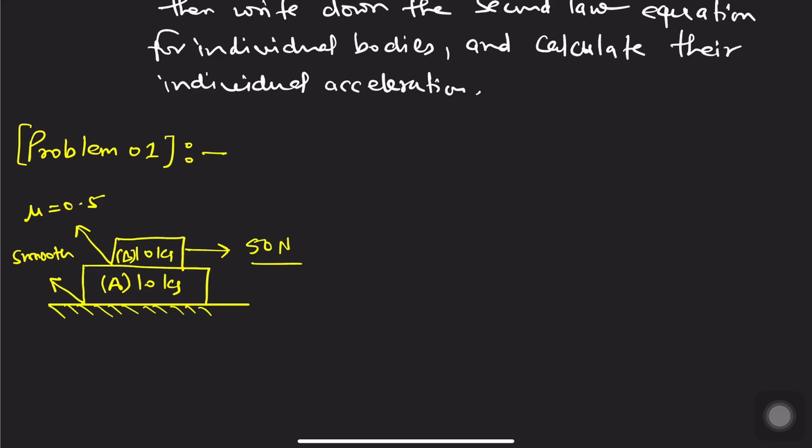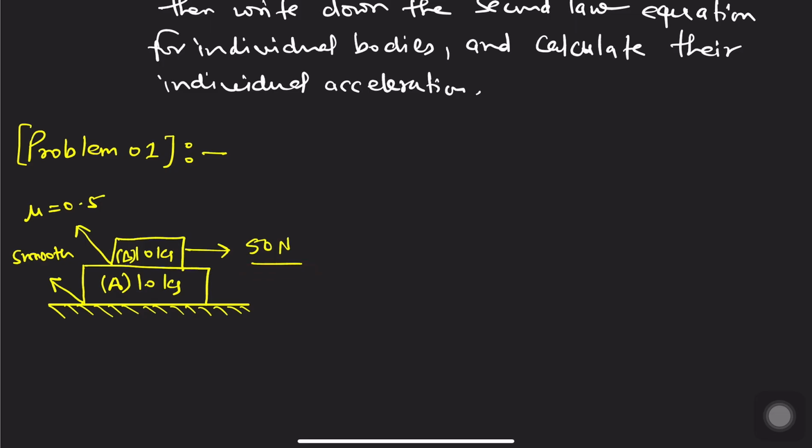There is no friction, mu is 0 between them. And between the upper block and the lower block, which is between B and A, the friction coefficient is given as 0.5. Means mu s and mu k we will consider the same, that is 0.5. And on the upper block we are applying a force of 50 Newton.